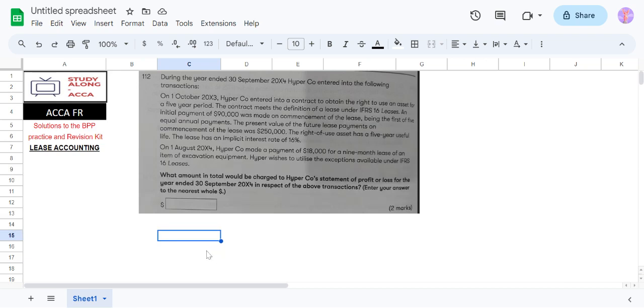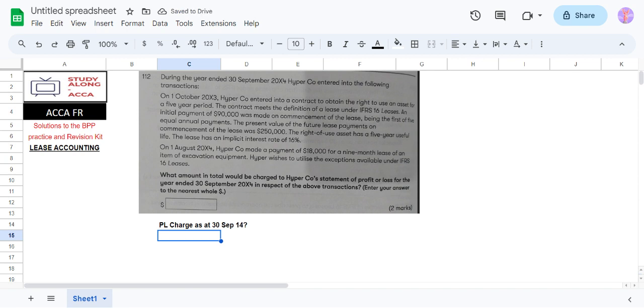To question number 112 related to lease accounting. The ask of this question is what amount in total would be charged to Hyper Company's statement of profit and loss? So we need to calculate how much we will charge to P&L as at 30th September 2014. All right, this is the ask of the question.